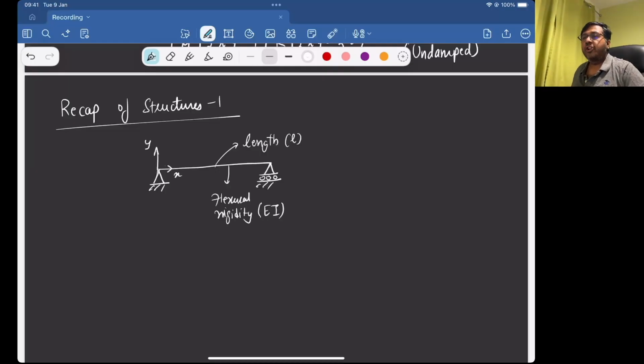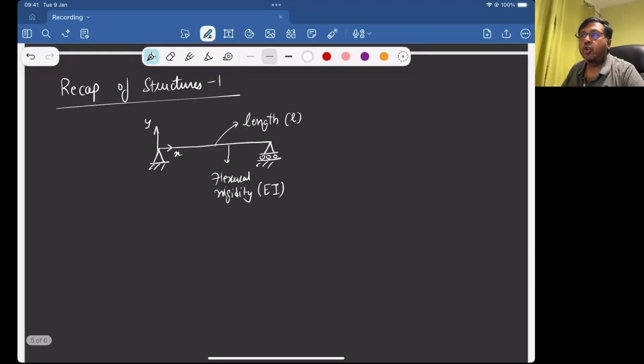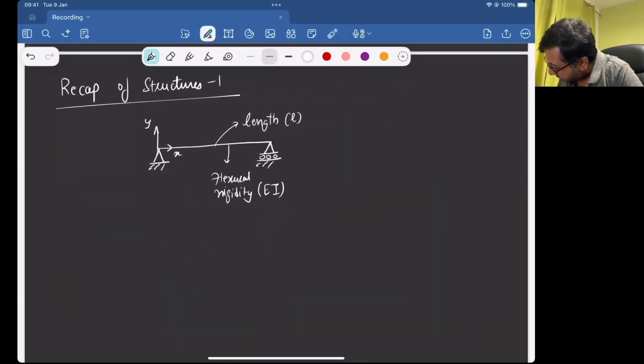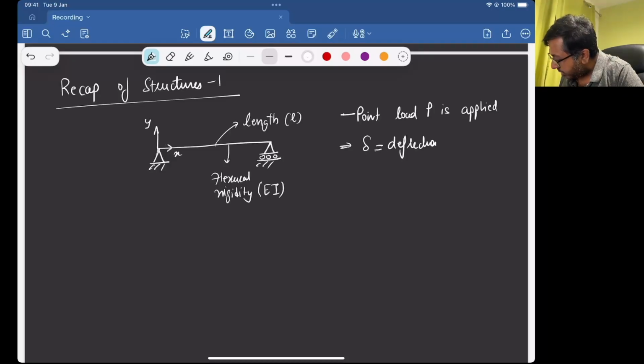And from structures 1, we know that if a point load of magnitude P is applied, that would imply the deflection of the beam is nothing but P L cubed over 48 EI. Okay, and we know that I is nothing but our second moment of inertia.